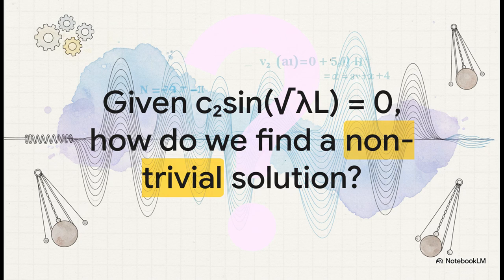When we apply our second rule, y of L equals 0, we get this equation. And the whole thing has to equal 0. Now sure, we could just set c2 to 0. But if we do that, our entire solution becomes 0. And we're right back where we started with that useless, trivial solution. No, we have to be more clever than that.